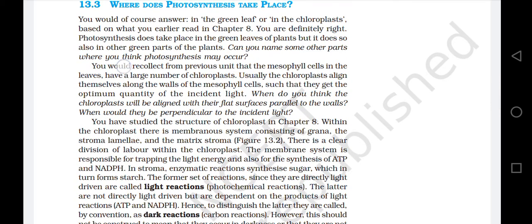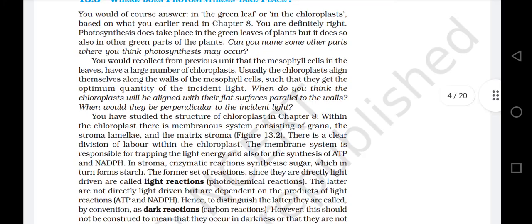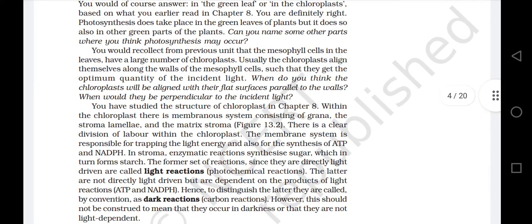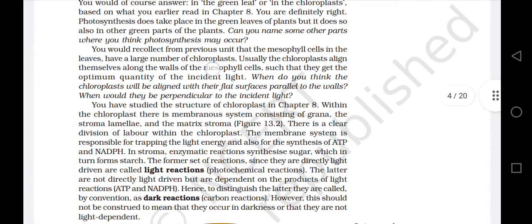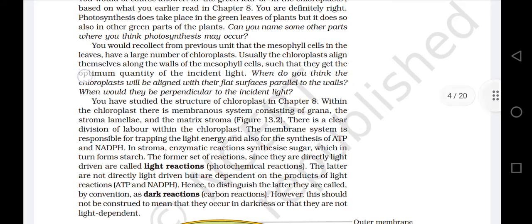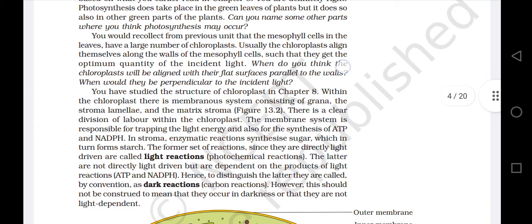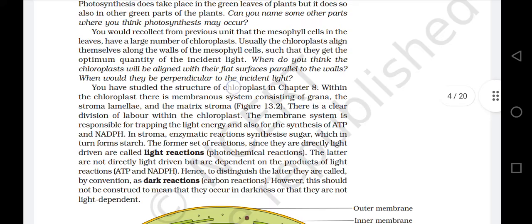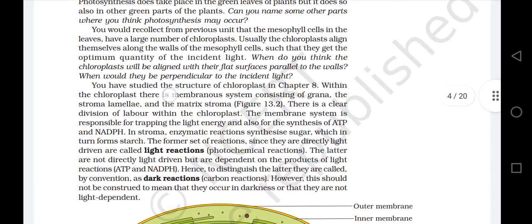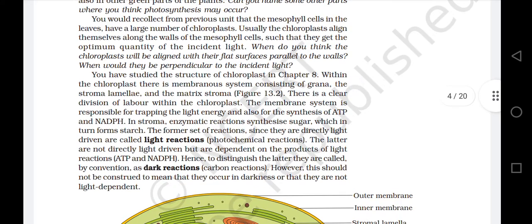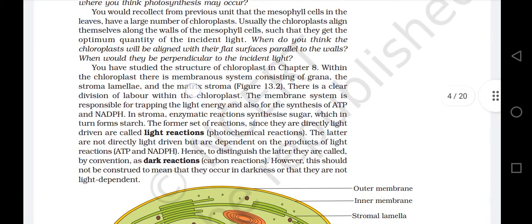You would recollect from the previous unit that the mesophyll cells in the leaves have a large number of chloroplasts. Usually, the chloroplasts align themselves along the walls of the mesophyll cells such that they get the optimum quantity of the incident light. When do you think the chloroplasts will be aligned with their flat surfaces parallel to the walls? When would they be perpendicular to the incident light? You have studied the structure of the chloroplast in chapter 8. Within the chloroplast, there is a membranous system consisting of grana, the stroma lamellae, and the matrix stroma.